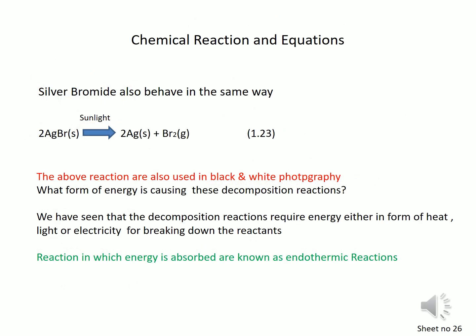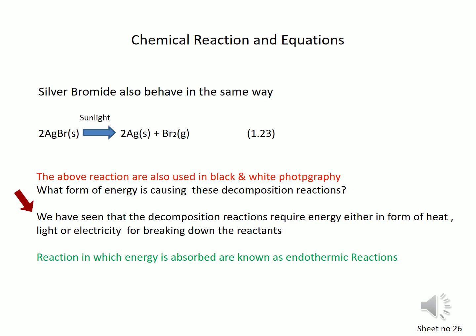A similar simple process we will see. Silver bromide also behaves in the same way. When silver bromide is exposed to sunlight, it breaks into Ag and bromine. The above reaction is also used in black and white photography. Black and white photography is not used nowadays, but you can understand this process and how it was utilized earlier in photography. Nowadays, nobody does black and white photography.